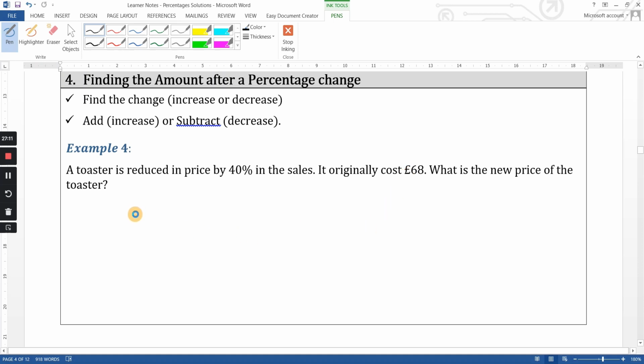Okay, so let's do it. I'm going to show you two different ways, in fact. So like I said before, let's work out 40% of £68. Let's do that in the calculator.